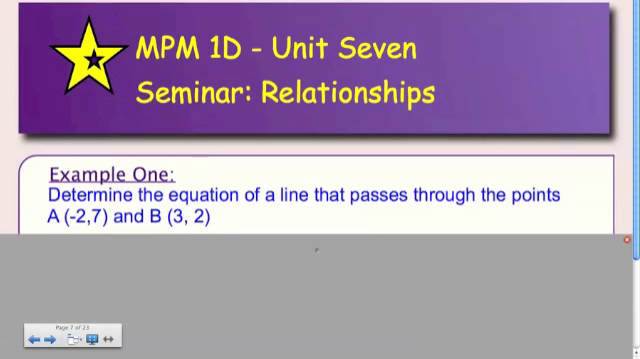Okay, so we're going to determine the equation of a line that passes through the following points. So we know the equation of a line is y is equal to mx plus b, right? But we're just given 2 random points on the line. So let's figure out how we're going to do this. Copy down the question. And we're going to use the slope.